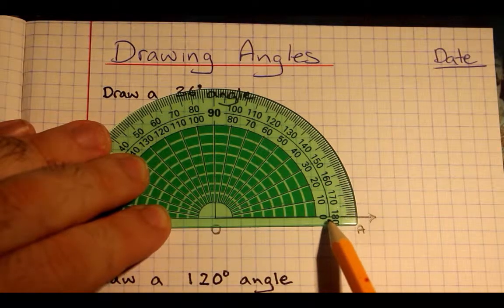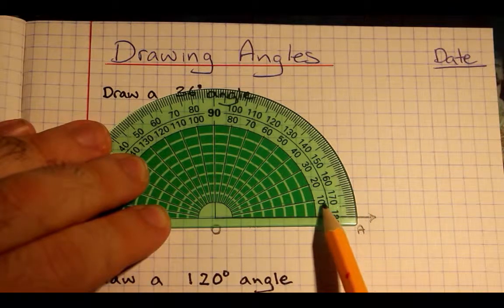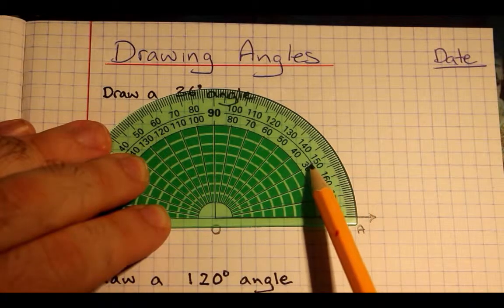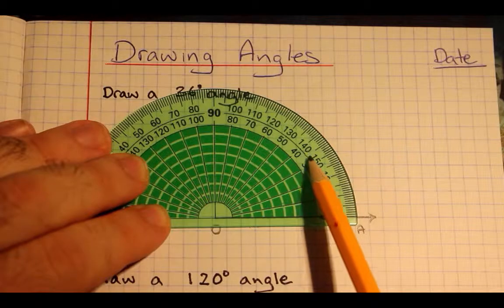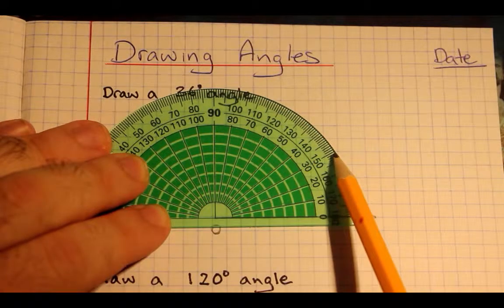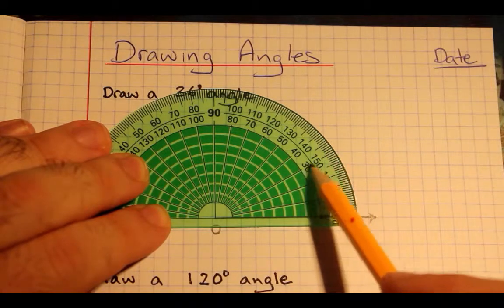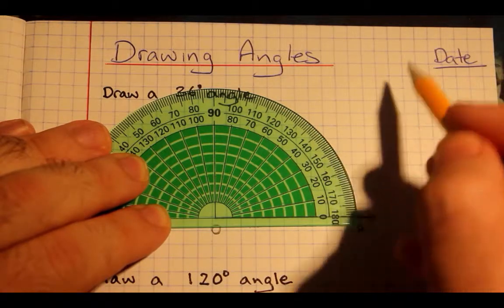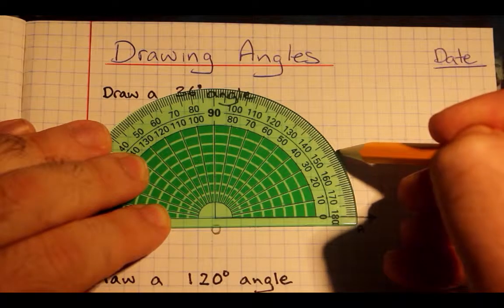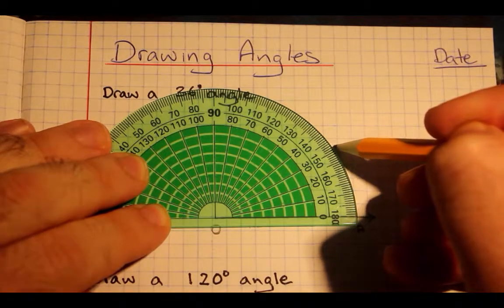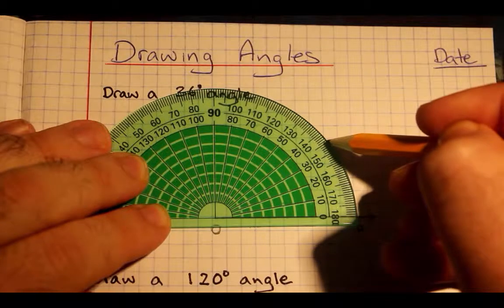Now I want to draw a 36 degree angle. What I do is I use my inside numbers to go up to the 30, but to draw exactly a 36 degree angle I don't know exactly where that 6 is. This is where the outside numbers come in. The 150 is exactly in line with the 30, so this is 30 degrees. Every dash along the outside is 1 degree. So this is 31, 32, 33, 34, and 35.